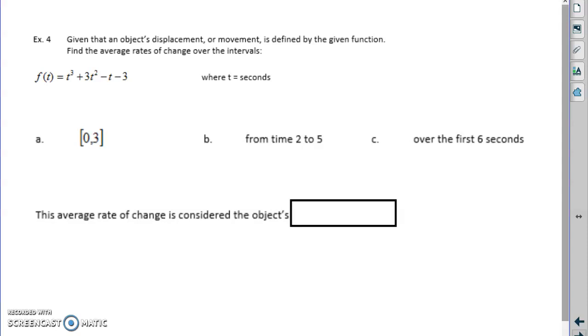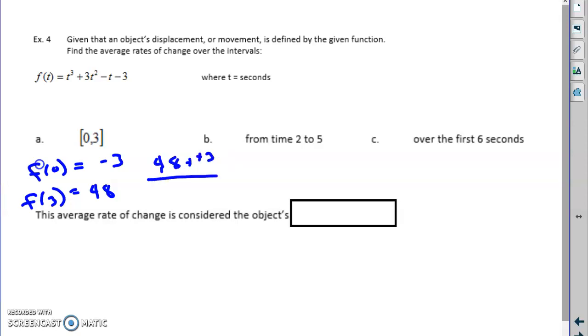Okay, so the average rate of change from 0 to 3, we're still going to do what we have done. F of 0, I can do that quickly. It's just the y-intercept, -3. F of 3 equals 27 plus 27 is 54, minus 3 is 51, minus 3 is 48. So now I have the average rate of change, slope of the secant line, 48 minus -3, which is plus 3, over 3 minus 0 is 3. 51 divided by 3 is 17.